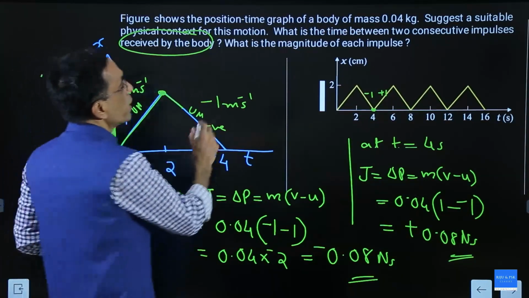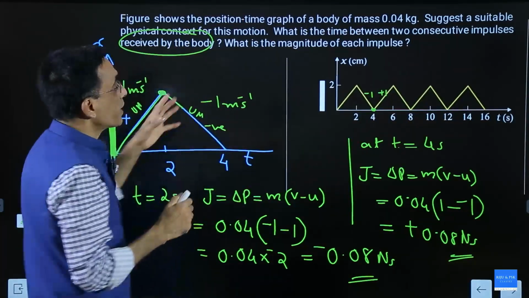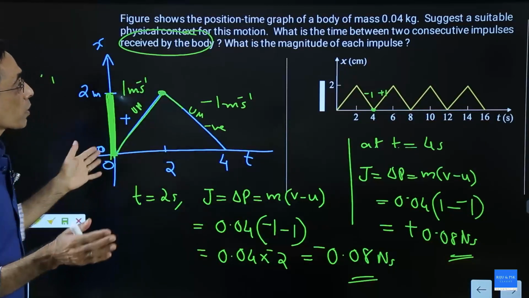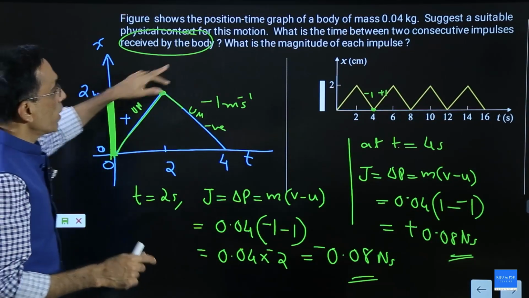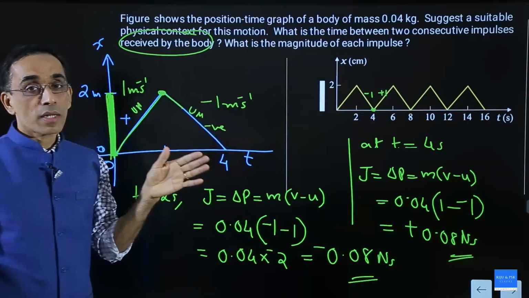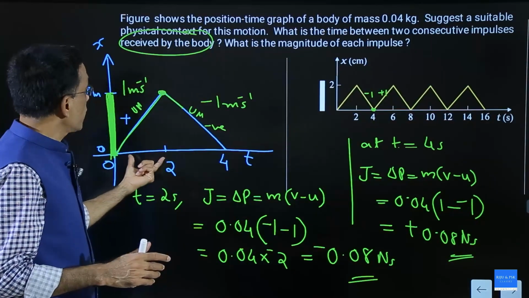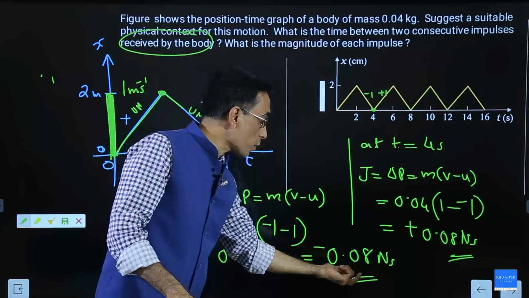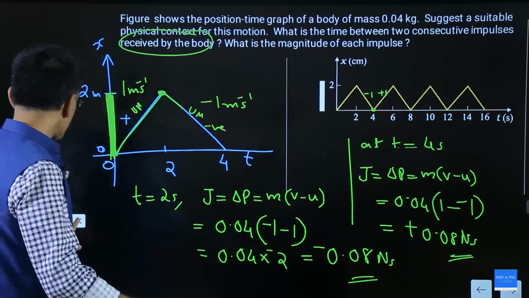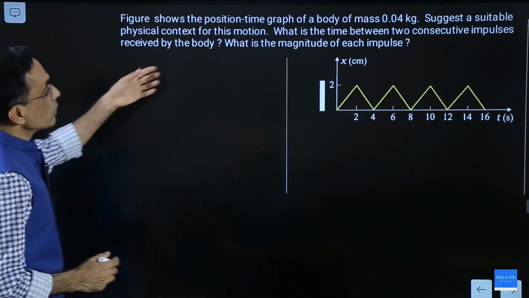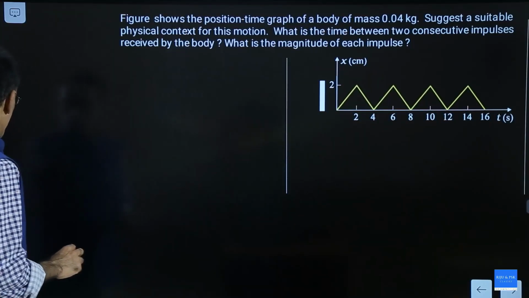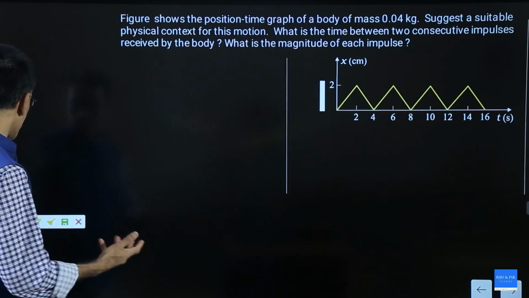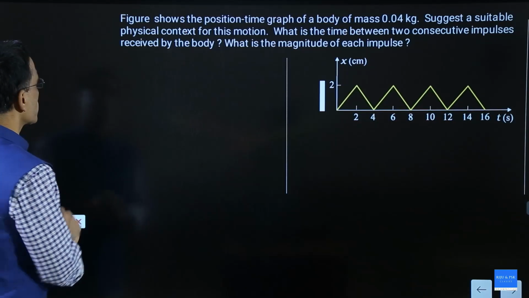And so we calculated, and suggest a suitable example for this motion, that part I did not discuss. Anyway, what is the time between the consecutive impulses? That is 2 seconds. And what is the magnitude of each impulse? That is 0.08. Now what is a suitable physical context for this one? A physical context means a practical example. What can you give as a practical example?